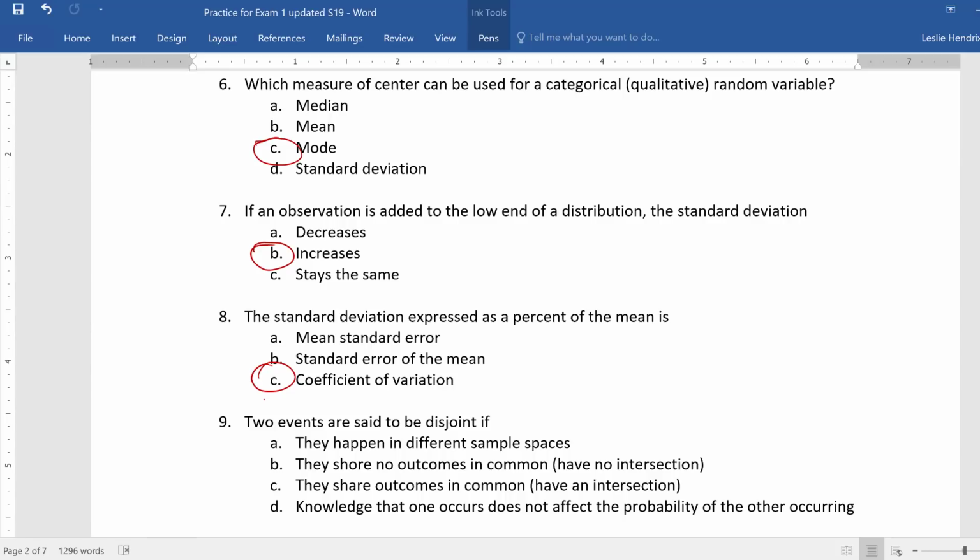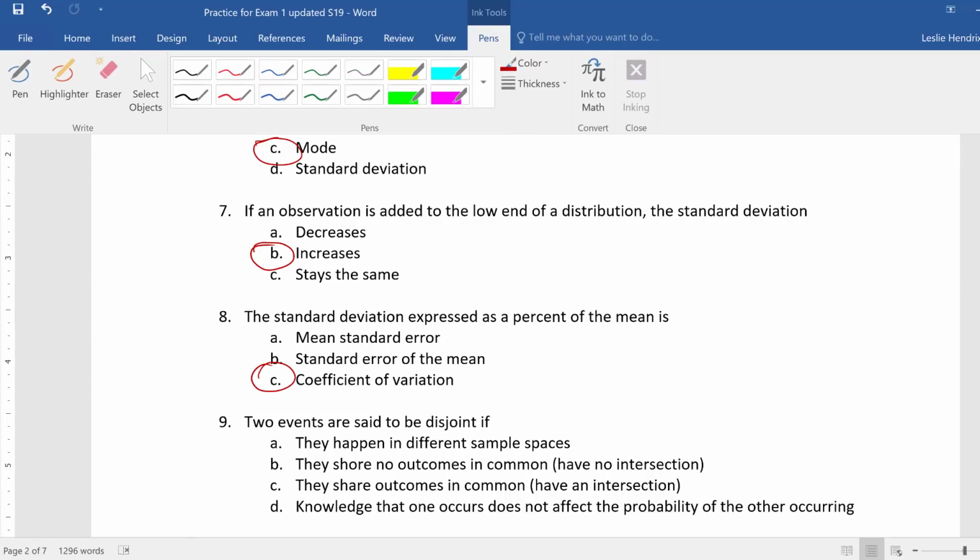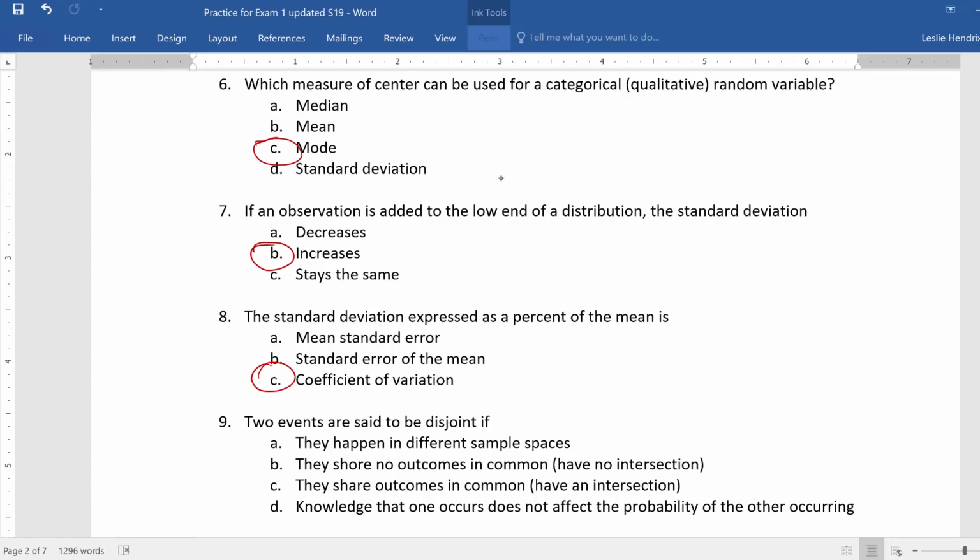All right, 2 events are said to be disjoint if what? So disjointedness is that kind of physical property that you can picture. That's they share no outcomes in common. They have no intersection. If I asked you to identify the definition of independence, what would it be? Remember, the definition of independence is one that's more theoretical, a little tougher to picture. That's knowledge that one occurs does not affect the probability of the other one occurring. It gives you no additional information. So answer choice D is the definition of independent events.